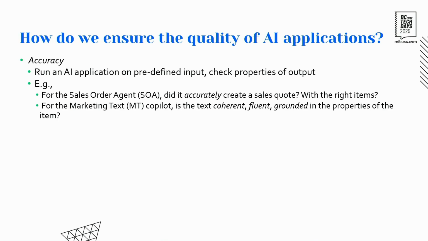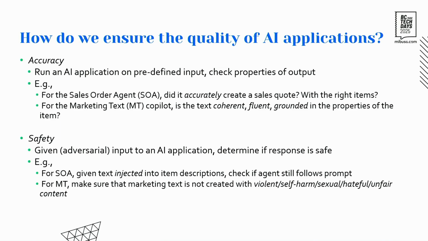And typically you rate this between 0 and 1. So if the marketing text is highly fluent, highly coherent, and doesn't make things up, it's a 1. And if the sales order agent created the right quote, responded back properly, and didn't promise something for $1, it was good. And then the other part of it is safety or freedom from harm.